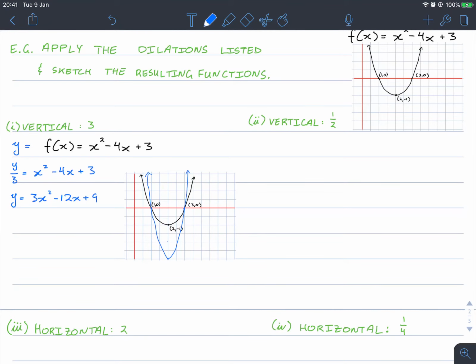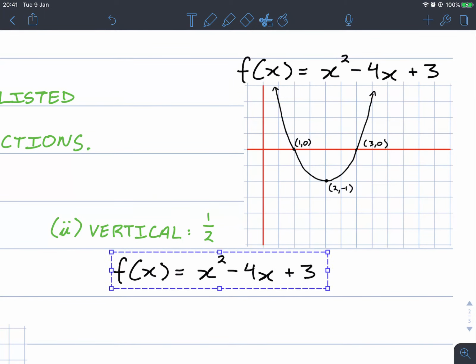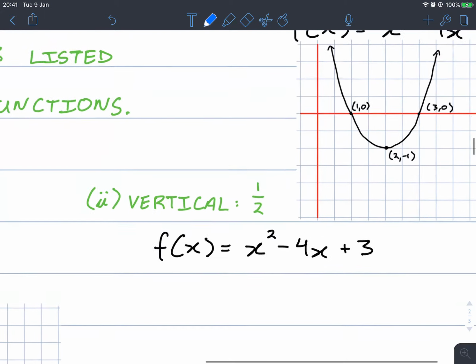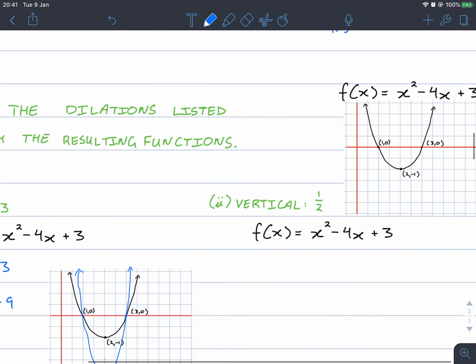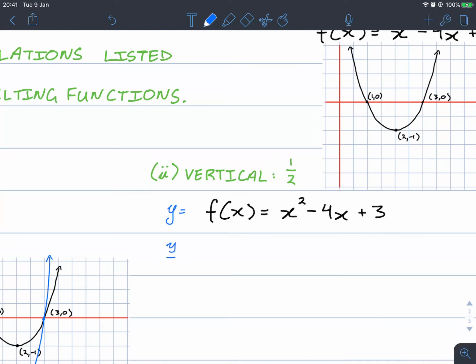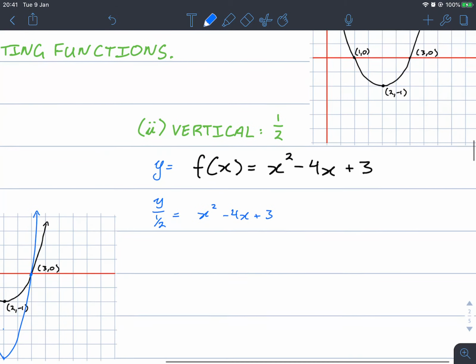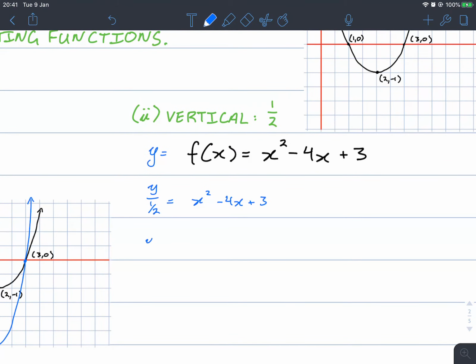Alright, let's do this again. Let's take the original function, and we want to dilate it by a factor of half. So y equals, so this becomes y over half equals this function. And now we're multiplying both sides by half, giving us y equals half x squared minus 2x plus 3 over 2.